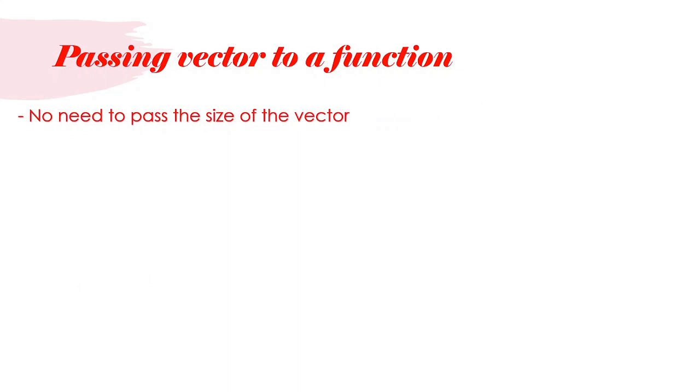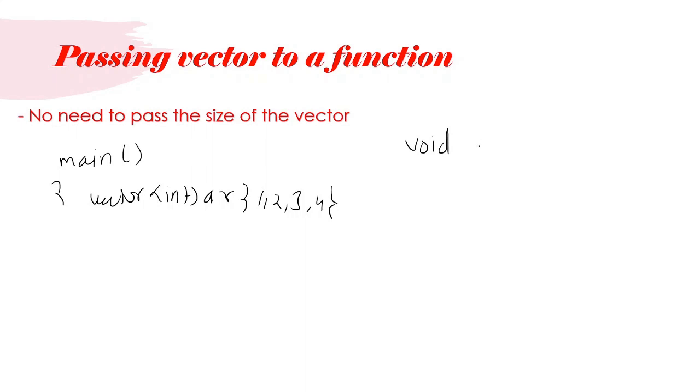Now let's check how to pass a vector to a function. Say in the main function I have declared an int vector, and the elements are 1 2 3 4. Now say I have a function called void fun, and I am passing the vector to it.